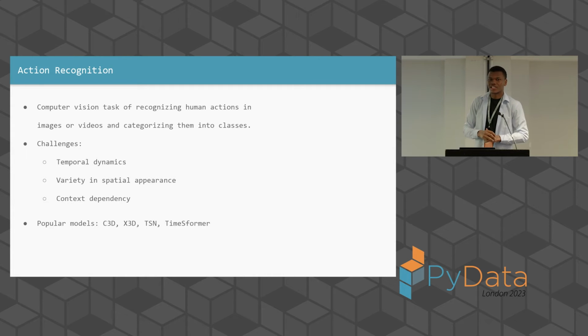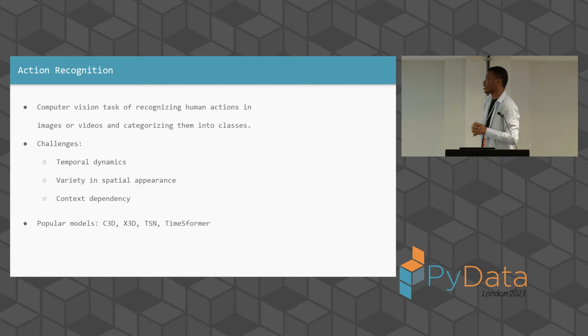The temporal dynamics. By temporal dynamics, this just means you can't just rely on a single frame now. You need the first second, and then the third second, maybe the second, to know what is being done in that video.